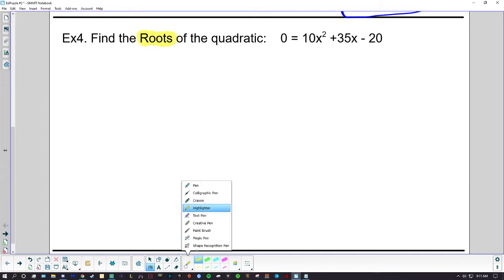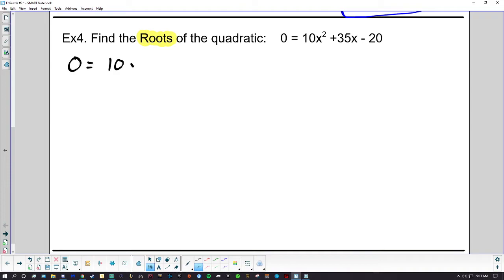So let's start by just writing out our problem. 0 equals 10x squared plus 35x minus 20. This is already in standard form. Example 3 had terms on both sides of the equal sign, but this problem already is set equal to 0, so it's already in standard form.